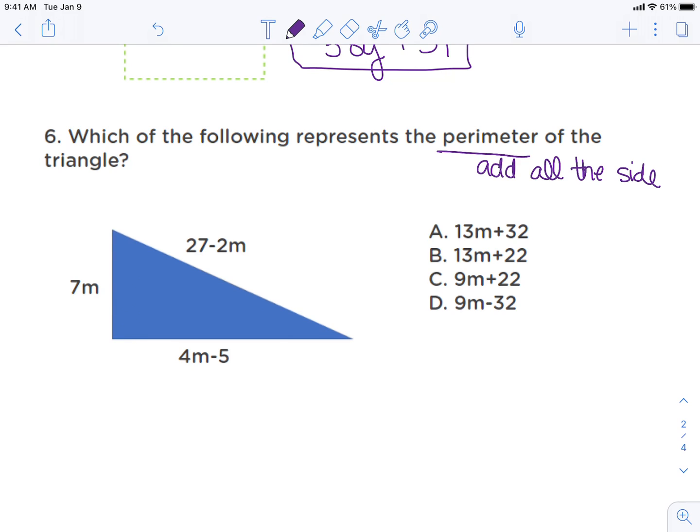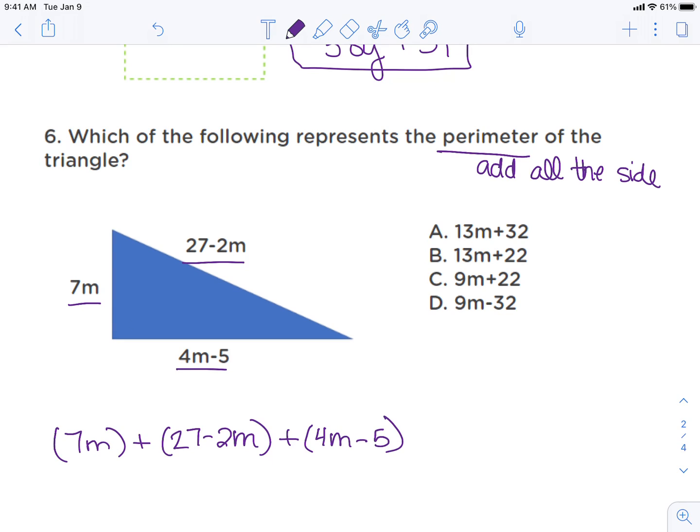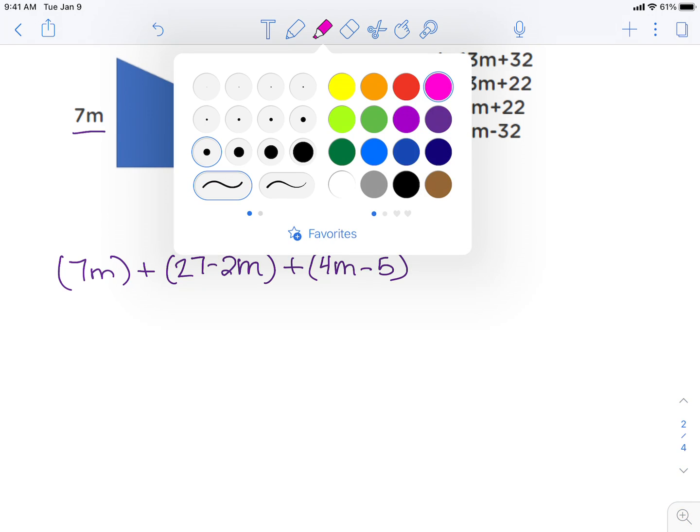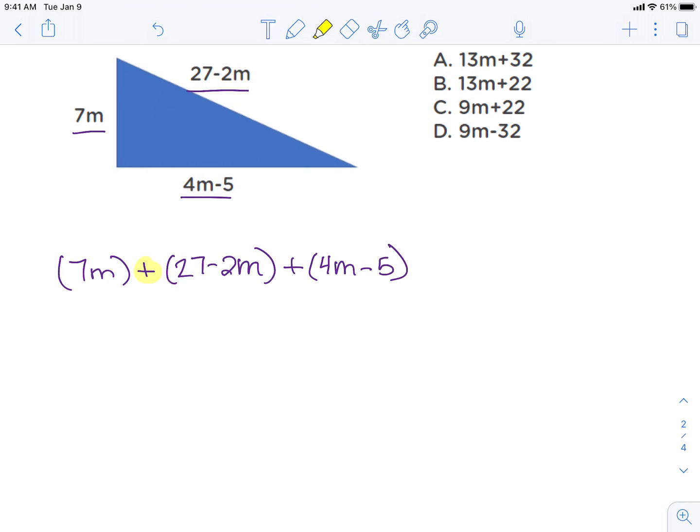Okay, so we're going to take this 7m. We're going to add it to this 27 minus 2m. And we're going to add it the 4m minus 5. Okay, so we're going to add all of this up. So since we have plus signs in the middle, that means we don't have to worry about distributing.